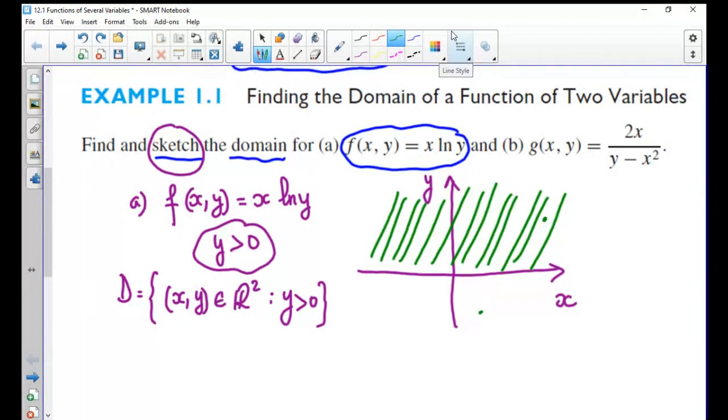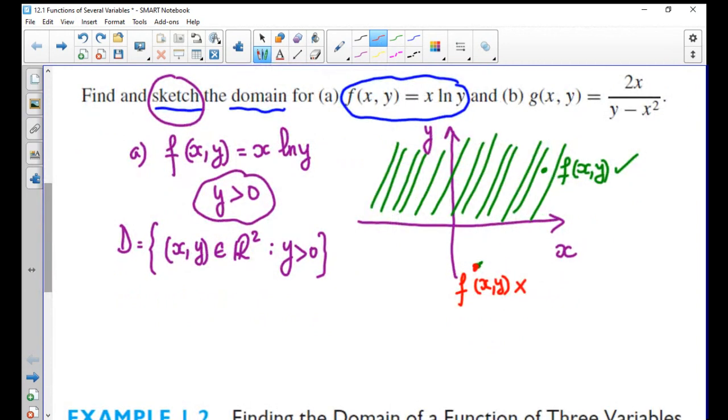Take a point here, it's fine. You can find f of xy. So if you take a point here, f of xy is okay. If you take a point down here, xy here, f of xy here, can you find it? No, because y is negative at that point. So the domain is that one.